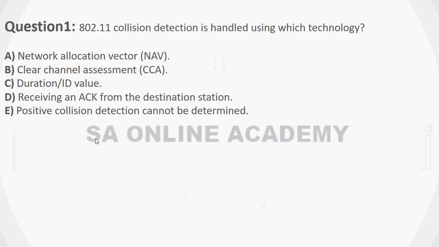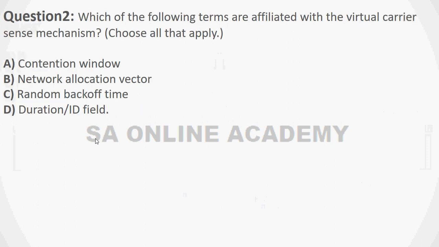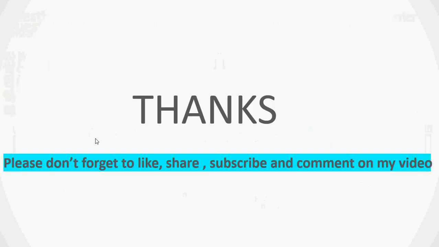So, 802.11 collision detection is handled using which technology? Options are: network allocation vector, clear channel assessment, duration ID value, receiving an acknowledgement from the destination station, or positive collision detection cannot be determined. Okay. Question 2. Which of the following terms are affiliated with the virtual carrier sense mechanism? Contention window, network allocation vector, random backoff time, duration ID field.